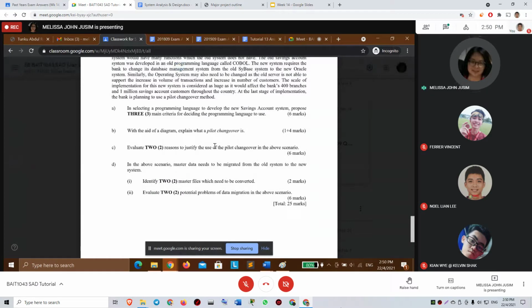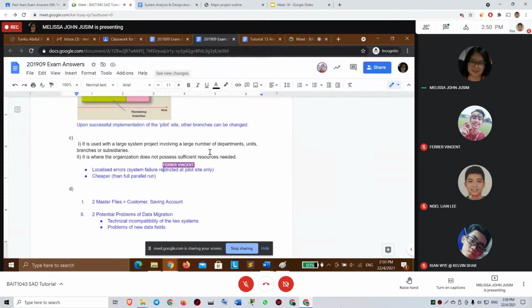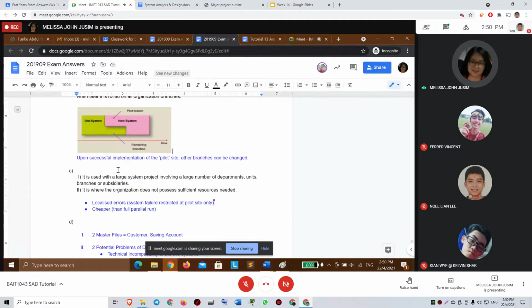Why you need to use the pilot changeover? Okay, to use the pilot changeover, you localize the error. When you localize the error, it means if the new system fails, it only affects the pilot site. So in terms of risk, you reduce the risk, the errors are localized. And if you compare with a full parallel run, this is much cheaper because only the pilot branch will be doing the parallel run.